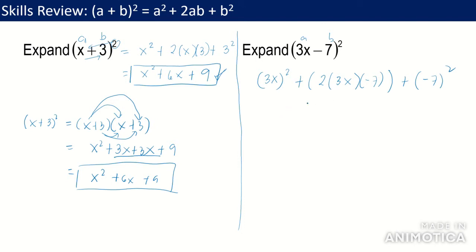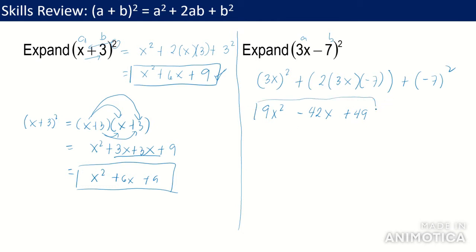Then we simplify it now. We have (3x) squared, which means 3 squared times x squared. So we have 3 squared is equal to 9, then we have x squared. 2 times 3x is equal to 6x. 6x times negative 7 is equal to negative 42x. Then the square of negative 7 is positive 49. Negative 7 squared means negative 7 times negative 7, which is equal to positive 49.